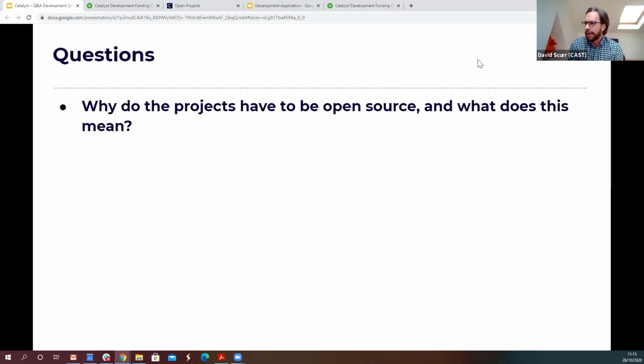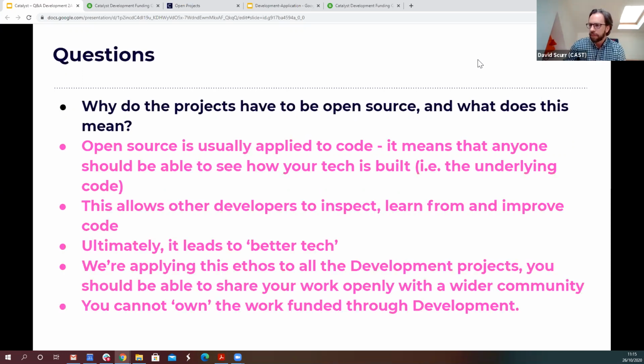Next question. Why do the projects have to be open source, and what does this mean? So open source is usually applied to code. It means that anyone should be able to see how your tech is built. So by this we mean the underlying code. This allows other developers to inspect, learn from, and improve code. And ultimately, it leads to better tech.